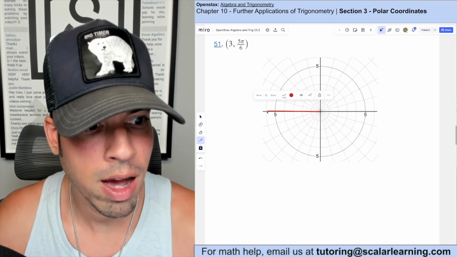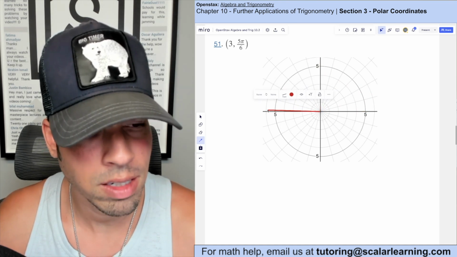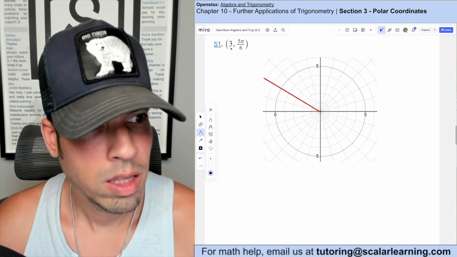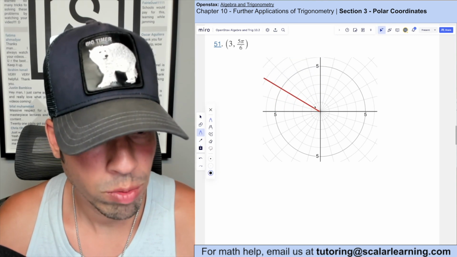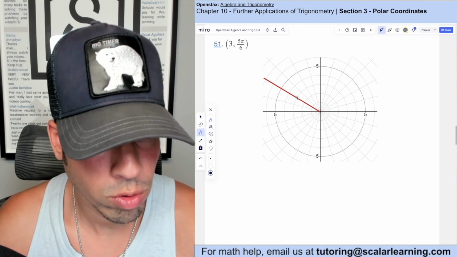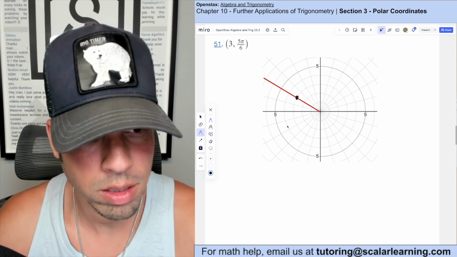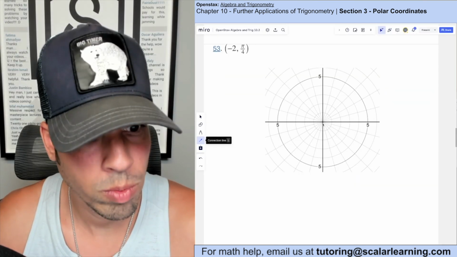Here we'd have pi. And 5 pi 6 is actually occurring right here. And then we apply the r value, which is 3. So we go 1, 2, 3 circles out. So here is your coordinate point. Done.